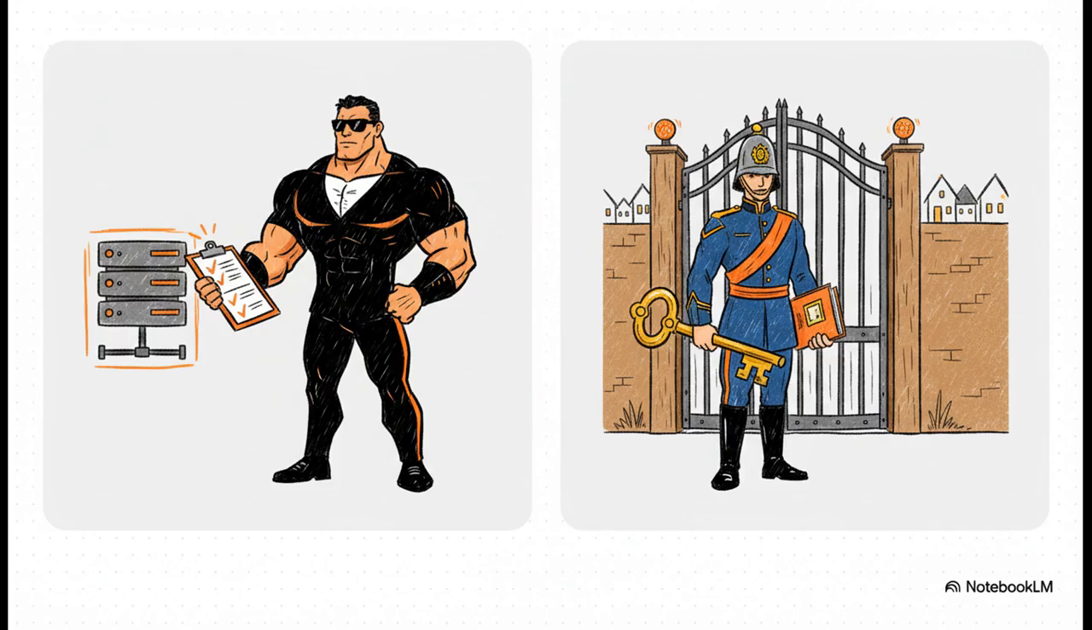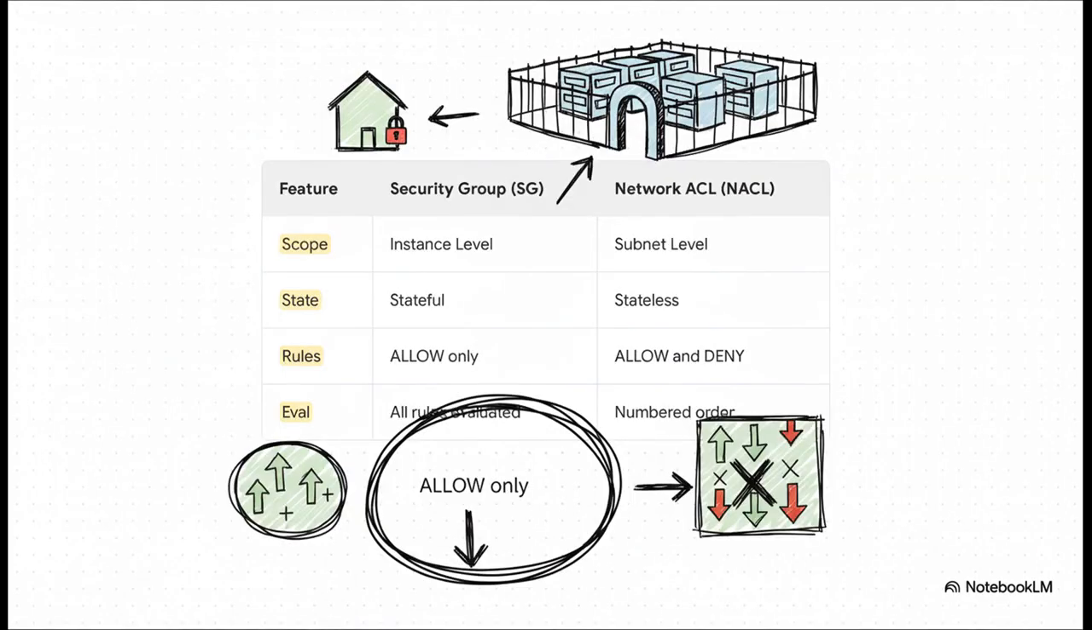Then you have the Gatekeeper, and this is your network ACL, or NACL. This guard doesn't protect one server, they stand at the entrance to the entire neighborhood, the whole subnet. They are rigid, totally by the book, and they check everyone's ID on the way in and on the way out.